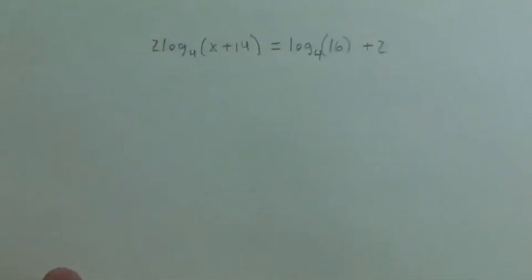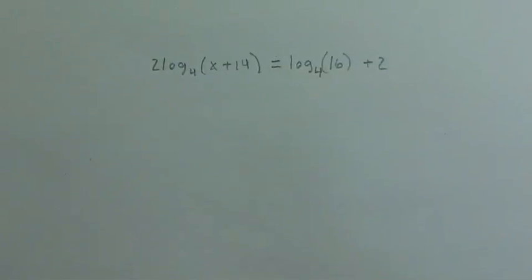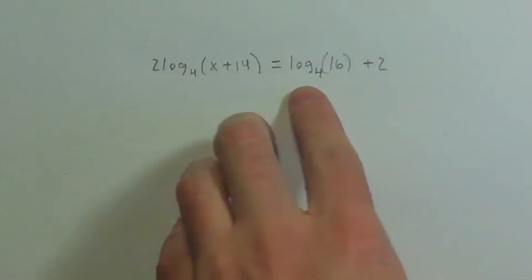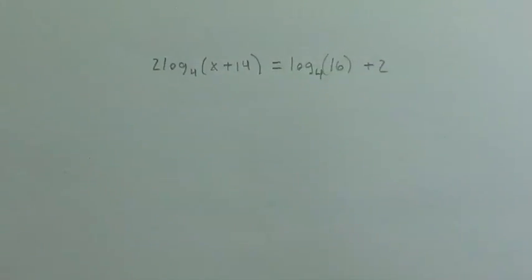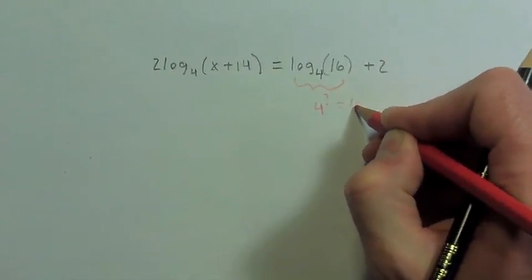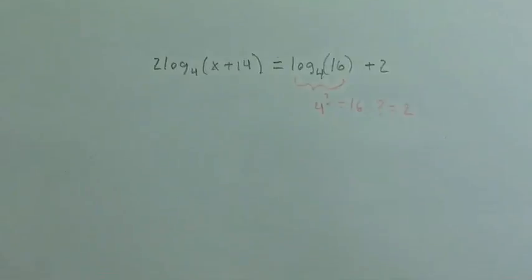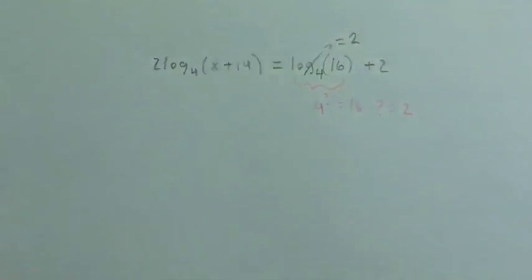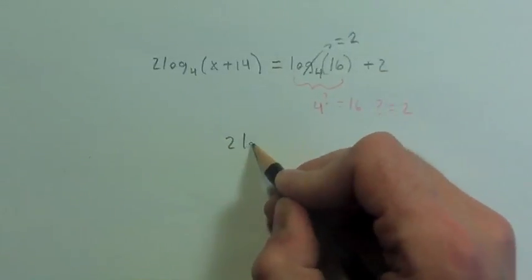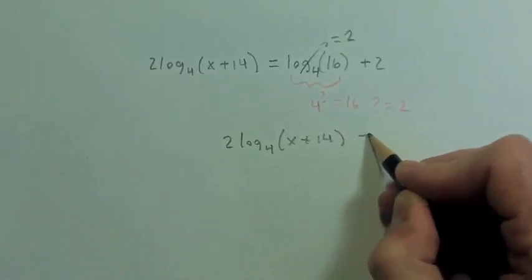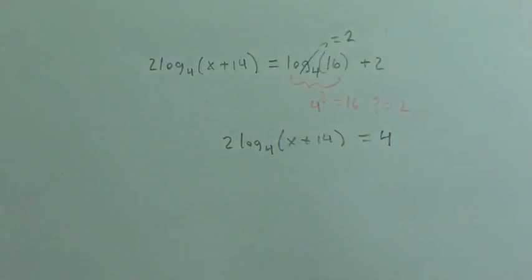Okay, so in a case like this, where we have 2 logs, I have 1 log on one side, 1 log on the other side, but this one, log base 4 of 16, I can actually evaluate that, right? 4 to what power equals 16? That's 2. So this thing comes out to be 2. So what I have is 2 log base 4 of x plus 14 is equal to 2 plus 2. So we get 4 on this side.